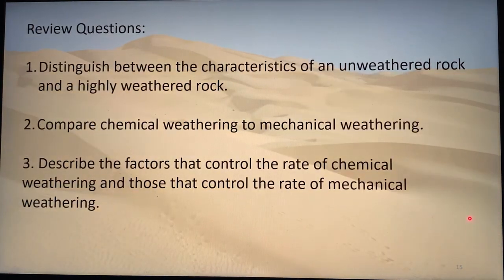So here are some review questions. These are in your notes for you, three of them on this slide. Distinguish between the characteristics of unweathered rock and highly weathered rock. So you're going to have to write a little description there. Compare chemical and mechanical weathering, and describe the factors that control the rate of chemical weathering and those that control the rate of mechanical weathering.